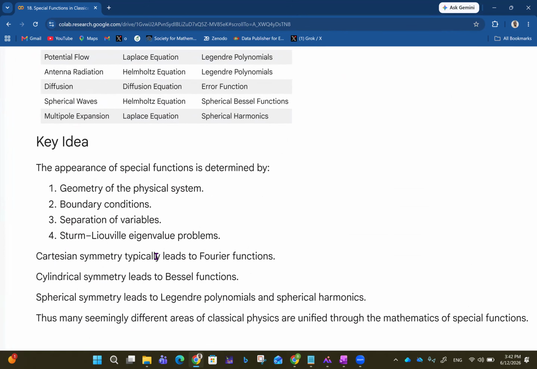So Cartesian symmetry typically leads to Fourier functions. That's the normal x and y axes we know. Then you have cylindrical symmetry leading to Bessel functions. Spherical symmetry leads to Legendre polynomials and spherical harmonics. Thus, many seemingly different areas of classical physics are unified through the mathematics of special functions.